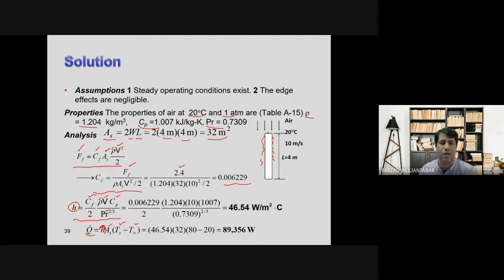So this is the coefficient for heat transfer. If we substitute this h in the general equation for convection heat transfer, we have As, we have Ts, we have T infinity, and h we have calculated here. Finally, the Q dot, or rate of heat transfer, will be equal to 89,356 watts. You can see how that drag force is useful to calculate heat transfer.